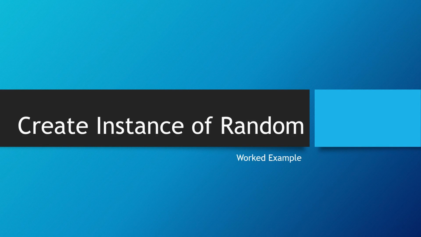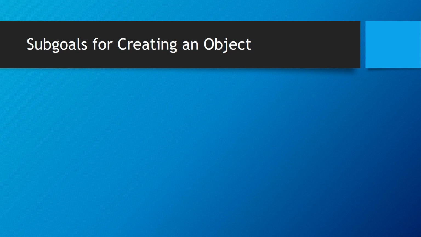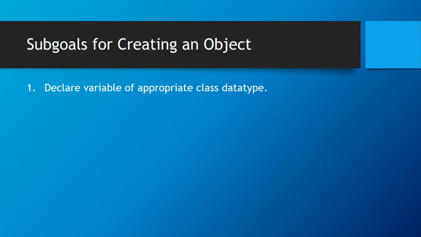In this video, we will be creating an object instance of Random. The goal is to create an object. In order to achieve this goal, we must work through each of the subgoals. The first subgoal is to declare a variable of the appropriate class type.